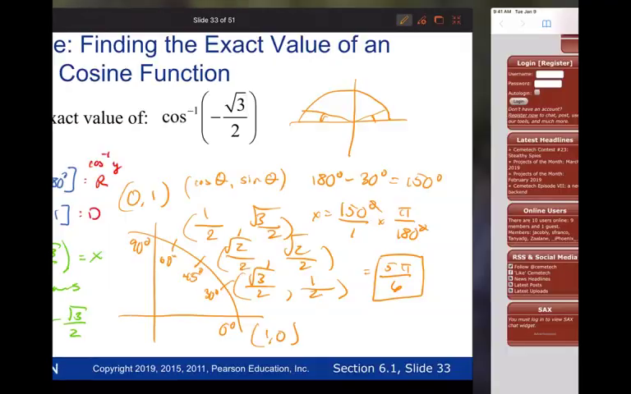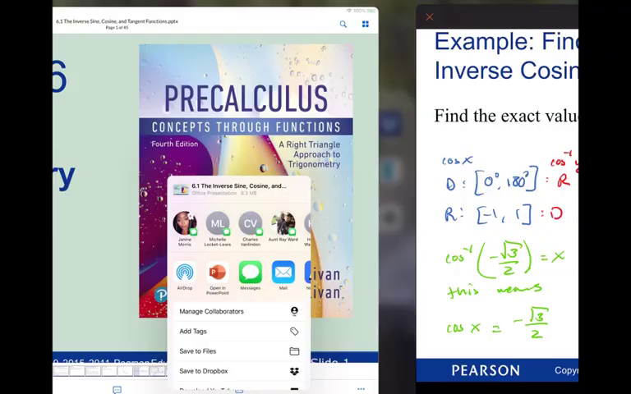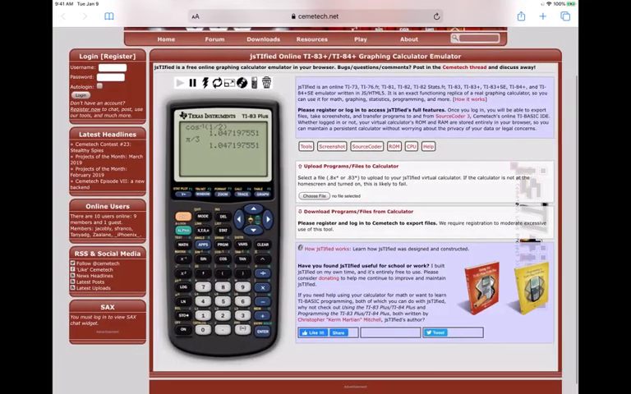Inverse cosine of a negative square root of 3 over 2. So I know it's a lot of back and forth. Okay. Mode, we are in radians. We're going to get our decimal. And we said what? 5 pi over 6. Okay.